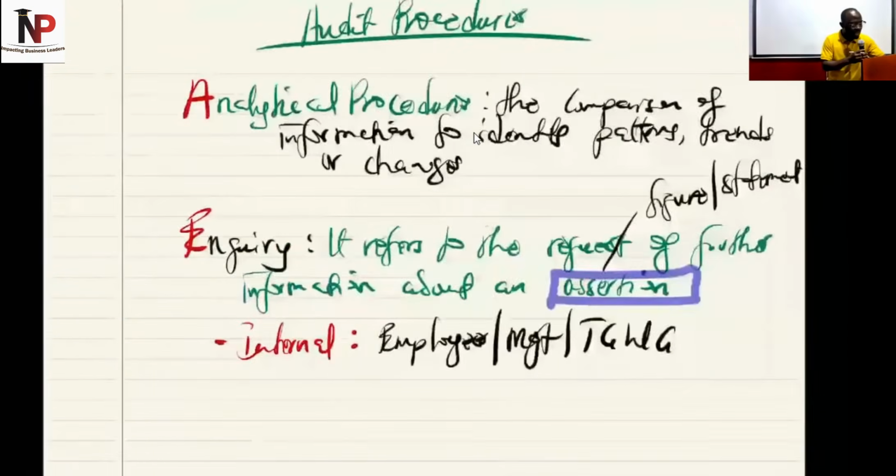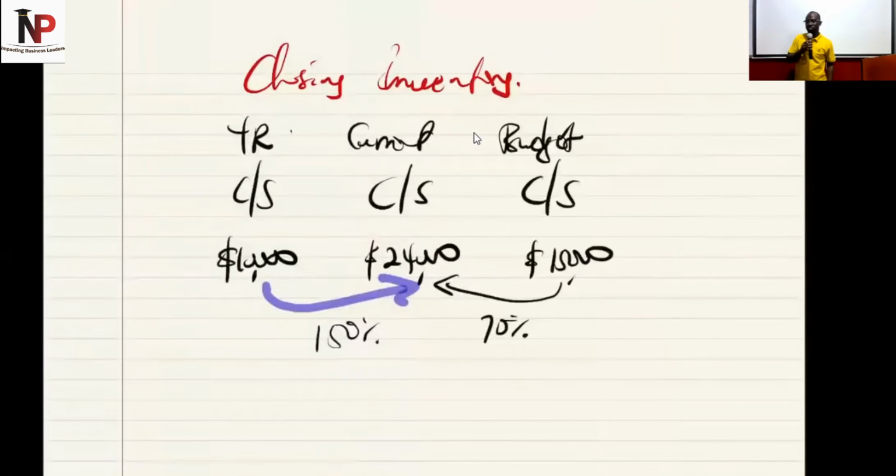So we ask management why. Management will then give us written representation. Remember, we spoke about this. When the auditor is asking management a question, the auditor will issue what we call a management letter. When management is responding, management must put their response in writing, and that is called written representation. So now management will write to us the reason why the inventory has gone up by 150% from last year and 70% from the budget.